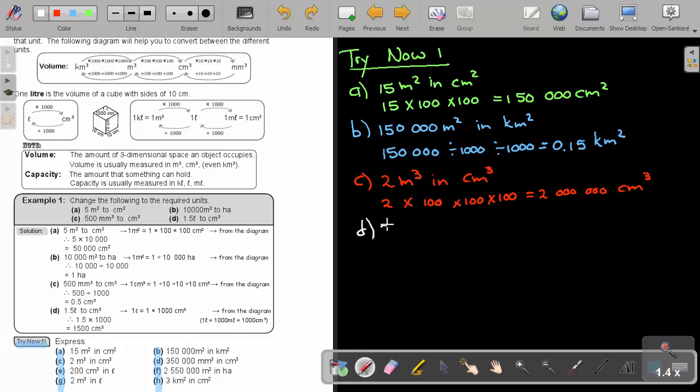Okay, and then I'm going to do number D. So number D was 350 cubic millimeters, and I must take it to cubic centimeters.